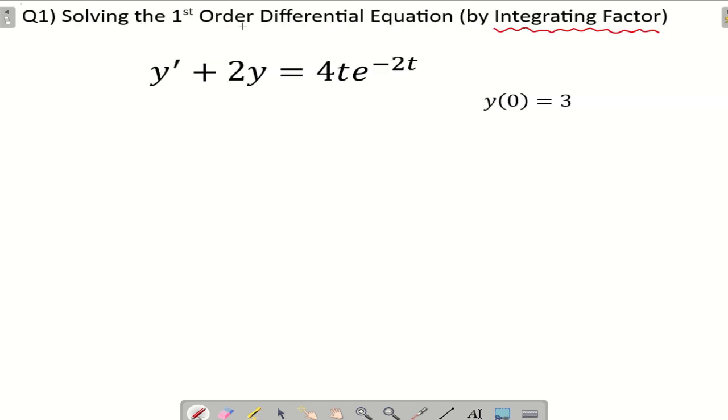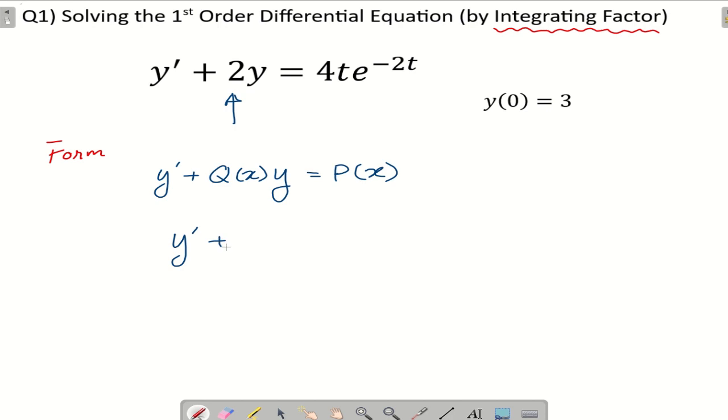We want to solve the first order differential equation by the integrating factor. If we want to solve the first order differential equation by the integrating factor, first of all we have to write the equation in this form: y dash plus some function of x multiplied by y is equal to some function of x. Now we can see that the above first order equation is of the same form. So we write down y dash plus 2y equal to 4t e to the power minus 2t.